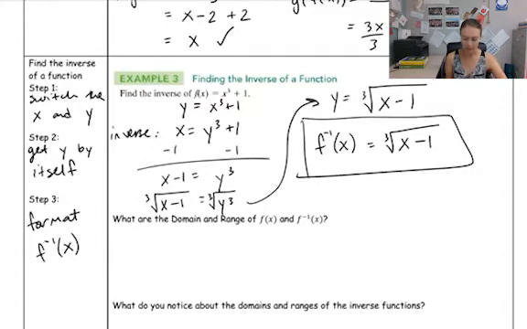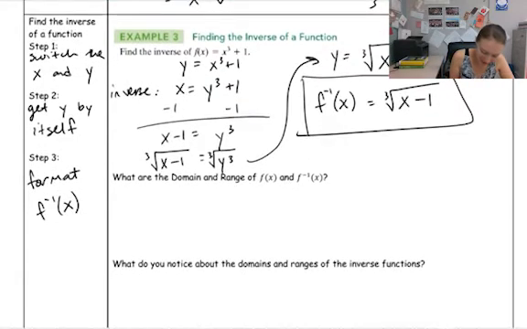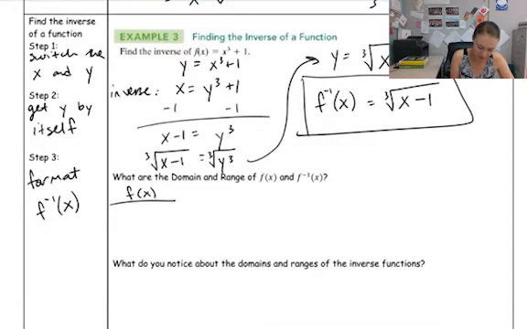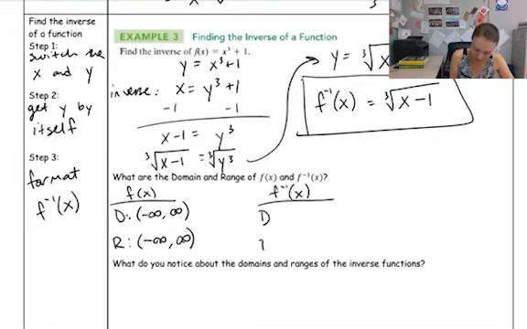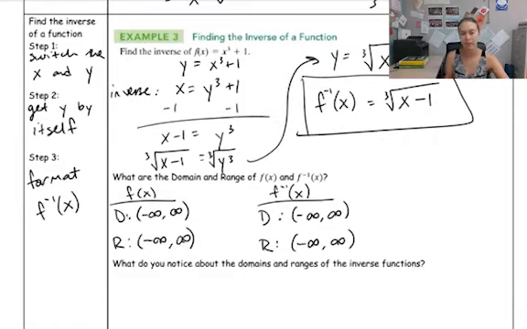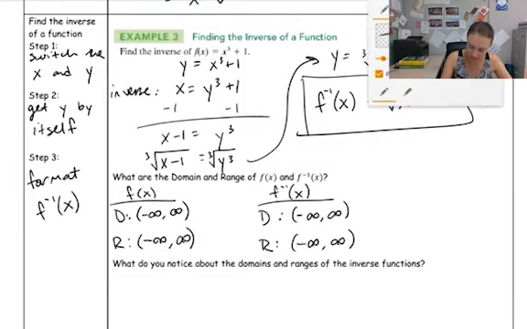Now, the domain and range of these two functions, this is not the best example to talk about it. The domain and range of f of x being a cubic function, domain is going to be all real numbers, and so is range. And our f inverse of x, our cube root function, is going to have the same domain and range, but really with inverse functions, what's really cool about domain and range is that they switch.